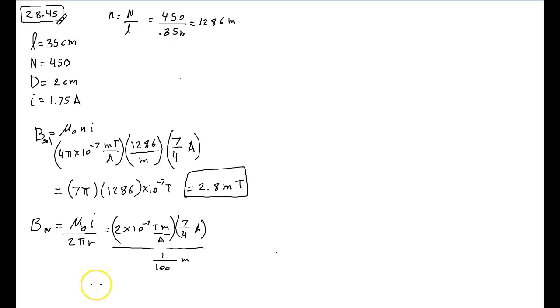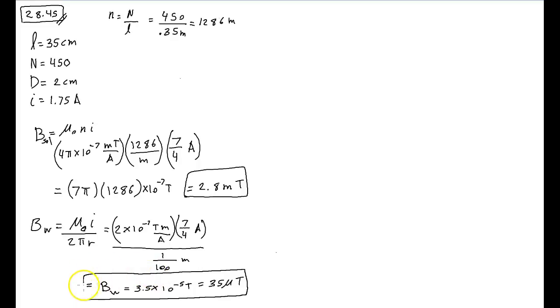So for the corresponding wire, just by itself, it's only 35 microteslas. Do me a favor. What is 2.8 times 10 to the minus 3 divided by 3.5 times 10 to the minus 5? What do you get? 80? Yeah. Okay, so turning it into a coil magnifies the magnetic field by a factor of 80, compared with what it would be at the same distance from the wire in a straight configuration.